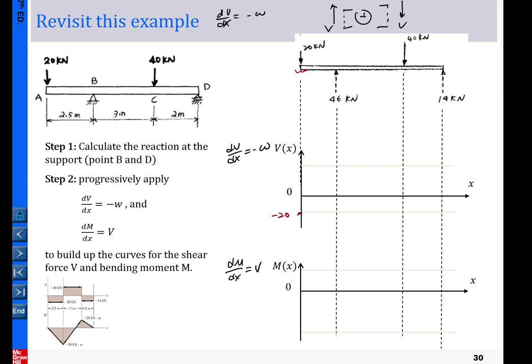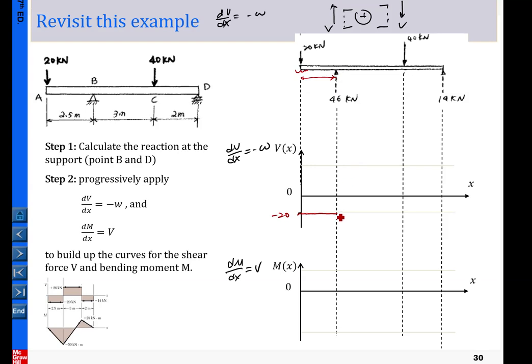Now from here we look at this segment in between. In this segment, there's no distributed loading, so omega equals 0. That means V equals constant. We also know V starts from minus 20, so that remains constant in this segment here. Now we come to the point where the point load acts upward.